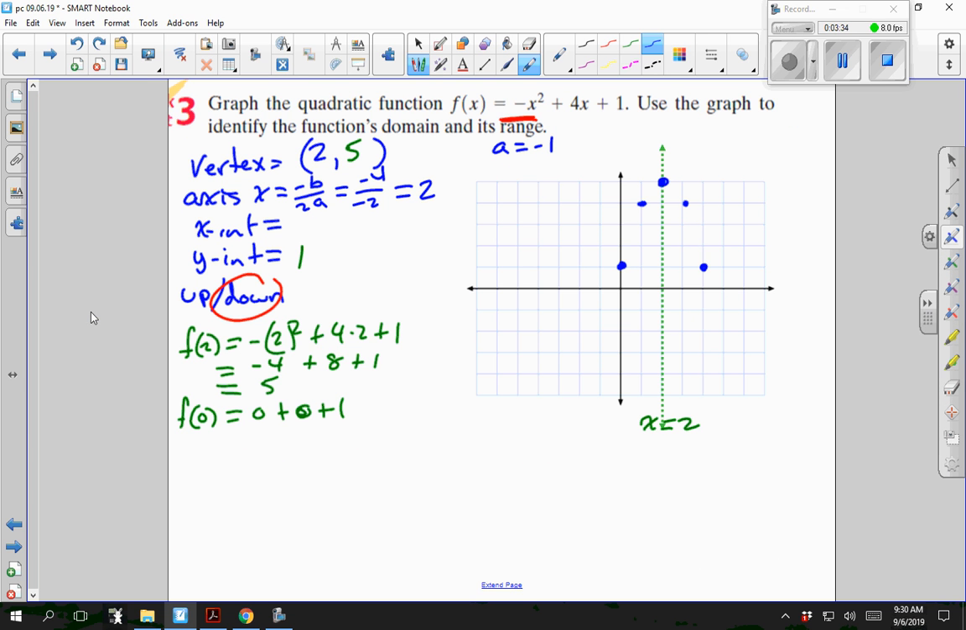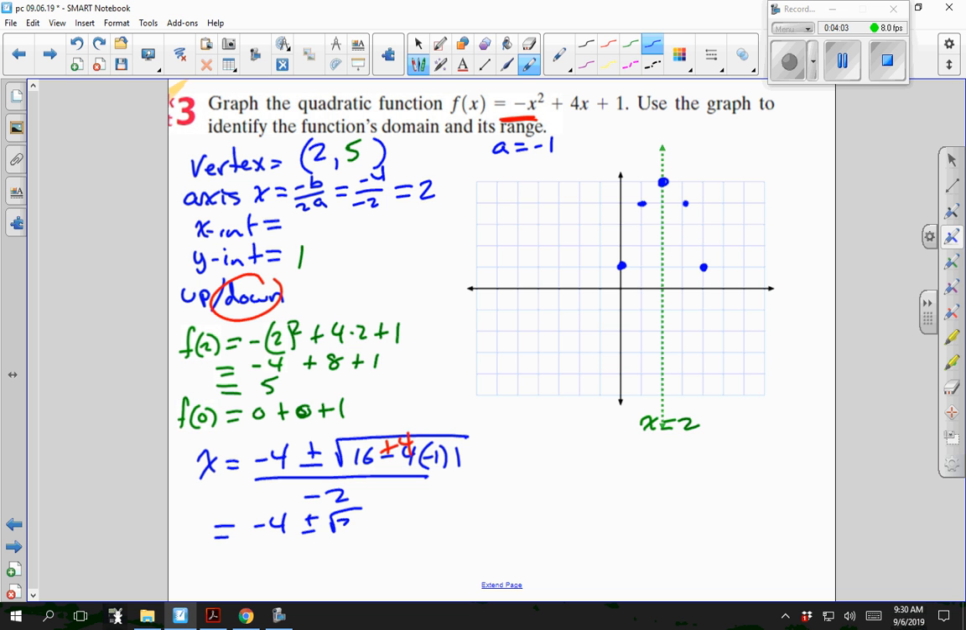Quadratic formula, finally. See, I knew somebody would. Gotta love you, Brooklyn. Okay, so let's do this so I get more room. Quadratic formula says x is equal to the opposite of b, negative 4, plus or minus the square root of 16 minus 4 times a, which is negative 1, times c, which is 1, all over 2a, which is negative 2. Ooh, okay. So this right here is just going to be plus 4, or the square root of 20. Negative 4 plus or minus the square root of 20 over negative 2.